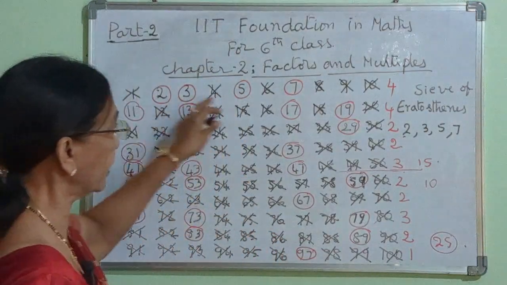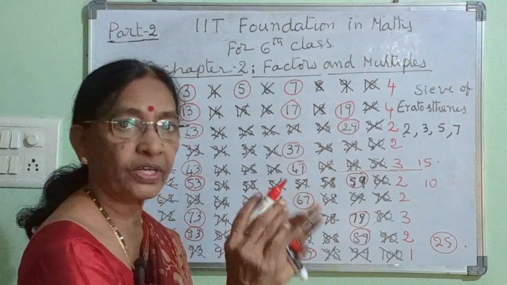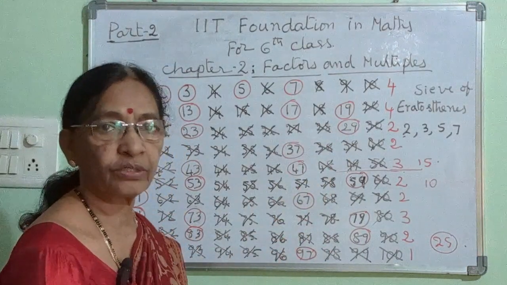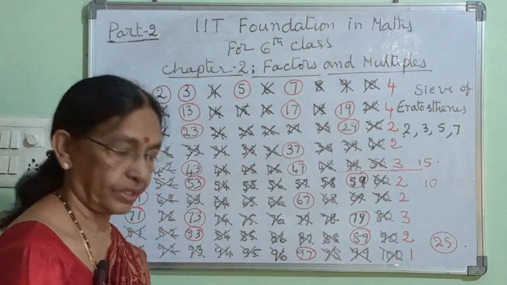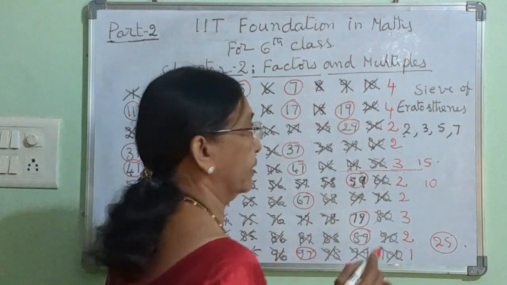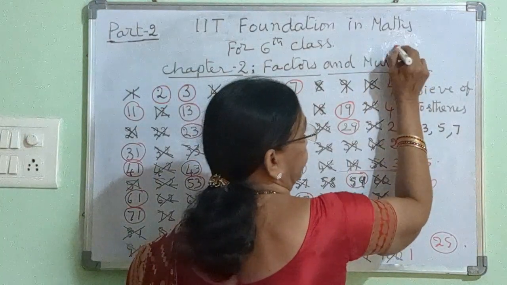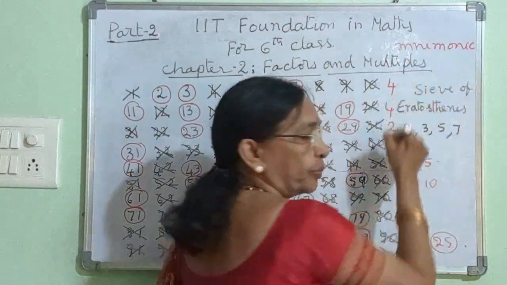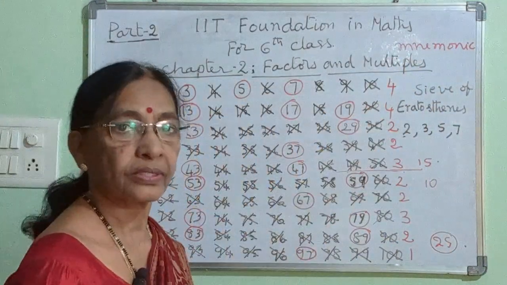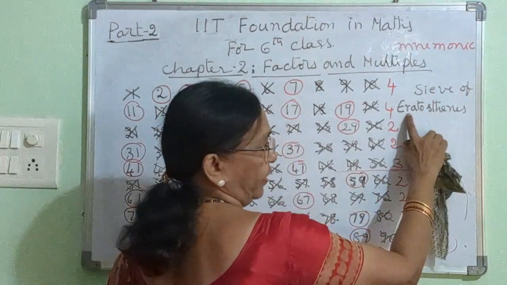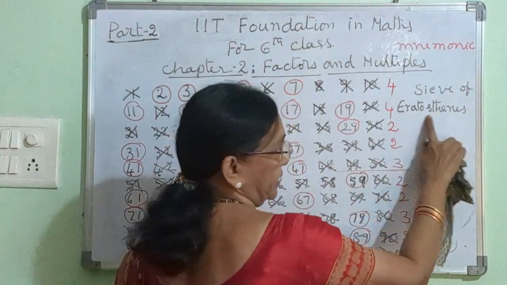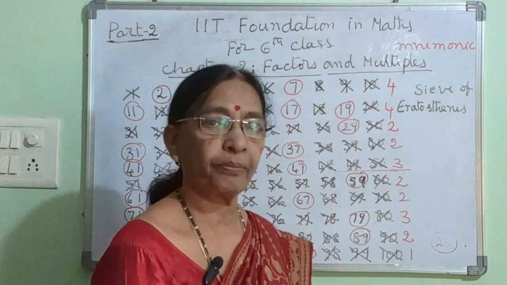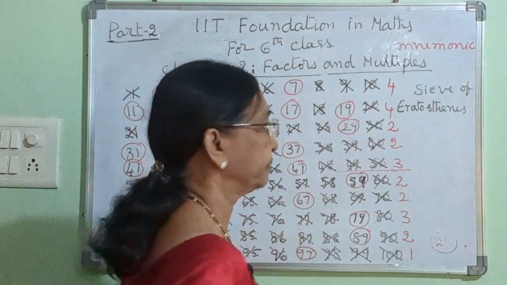And you can remember the number of prime numbers between every 10 numbers, from 1 to 10, 10 to 20, 20 to 30, 30 to 40. There is a mnemonic to remember these numbers. This method is called the sieve of Eratosthenes. This is used to find out the prime numbers up to 100.